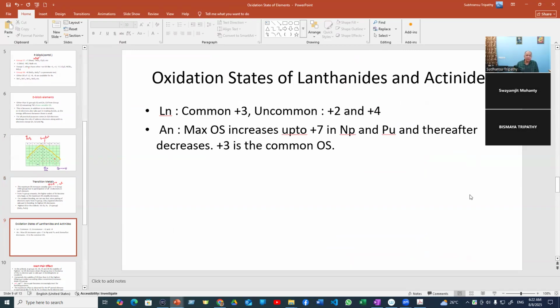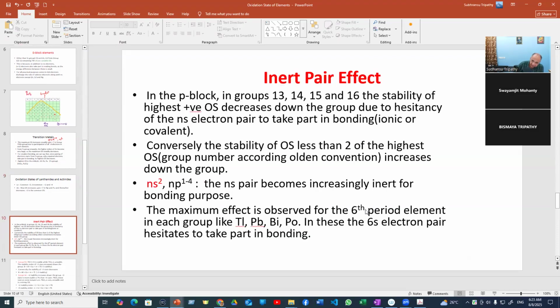Lanthanides and actinides, we have discussed in detail. Common oxidation state of lanthanides is +3, uncommon are +2 and +4. For actinides, the maximum goes up to +7 in neptunium and plutonium, and thereafter it will decrease. Then +3 is the common oxidation state for all but it increases up to +7 in neptunium and plutonium. About this, we shall be studying later in detail, I mean in class 12.